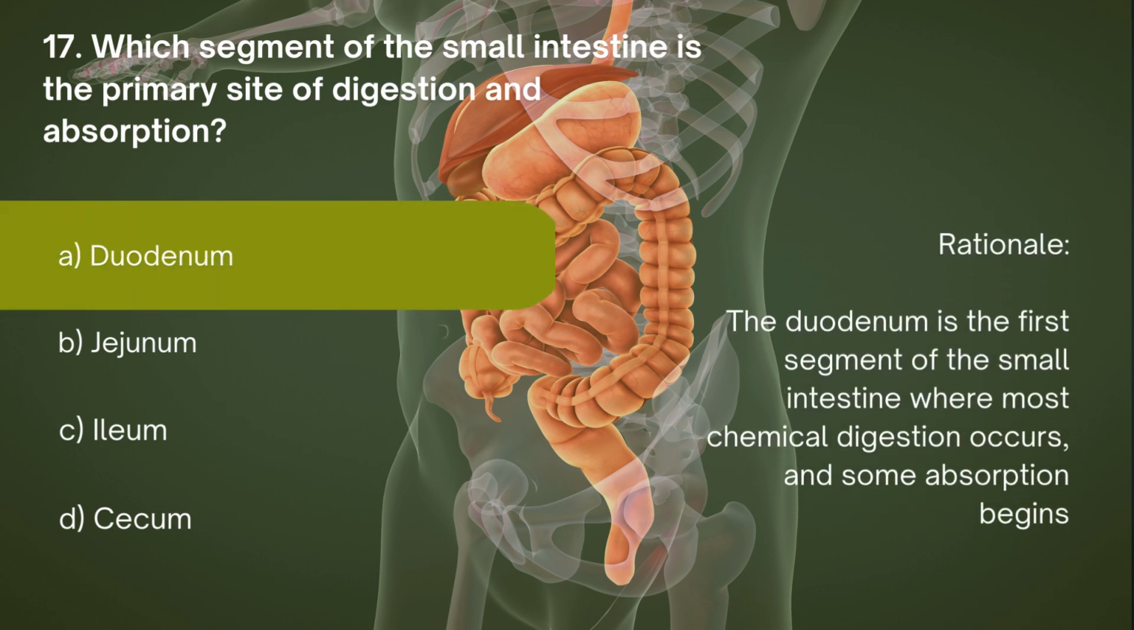Rationale. The duodenum is the first segment of the small intestine where most chemical digestion occurs, and some absorption begins.